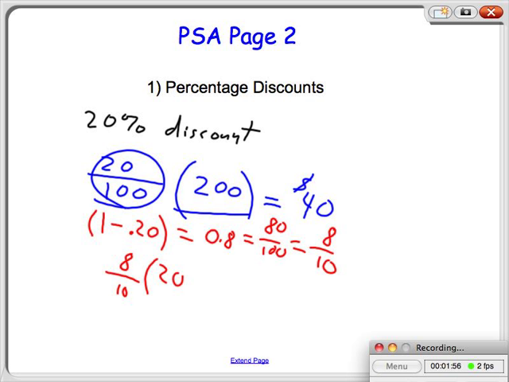But if you multiply this by the price, so if we do 8/10 or 0.8 times the $200 price, 200 divided by 10 should be 20. 20 times 8 should give us 160. And obviously that's the price that you would pay after the discount is taken. So just a quick little reminder on percentage discounts.